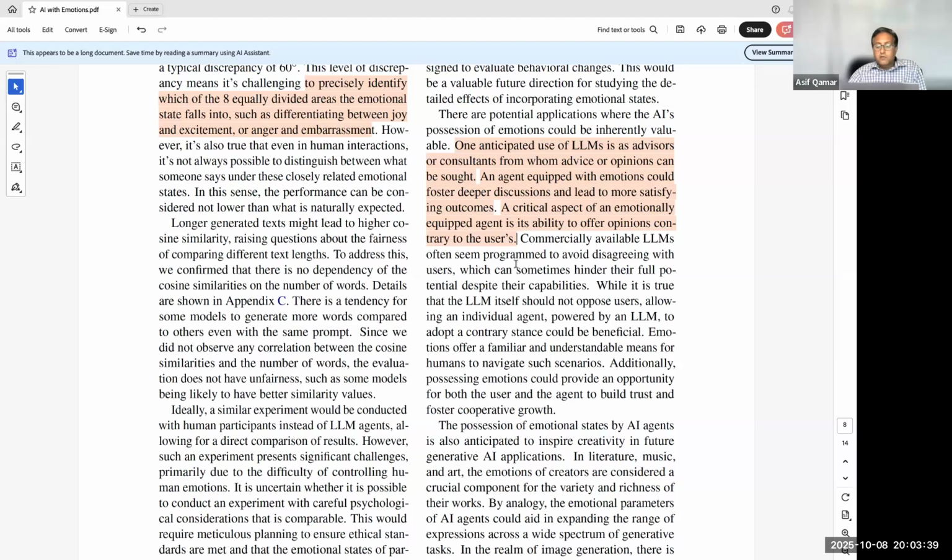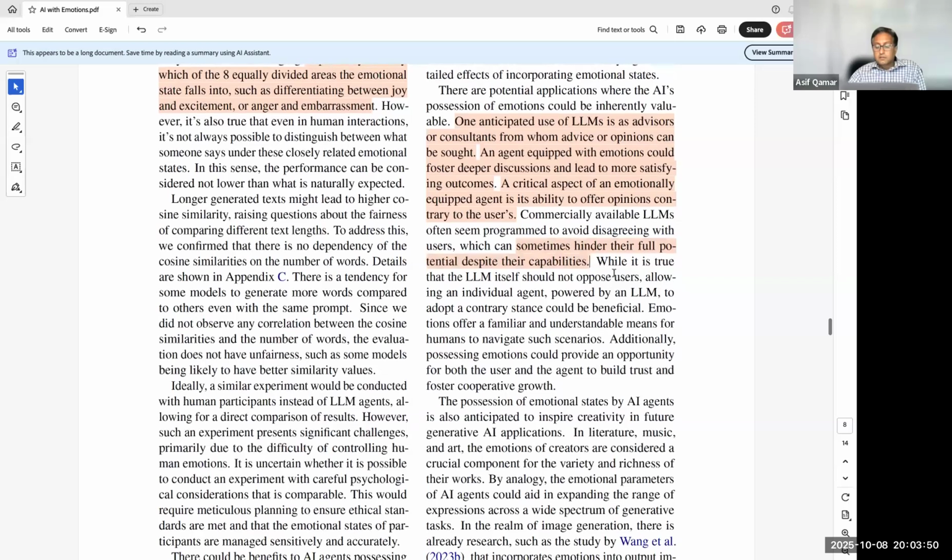Commercially available LLMs are often programmed to avoid disagreeing with users, which can sometimes hinder their full potential despite these capabilities. All right. While it's true that the LLM itself should not oppose users, allowing an individual agent powered by the LLM to adopt a contrary stance would be beneficial. That's where a lot of you can go and invent a startup, right? So there are a lot of ideas behind this single statement.